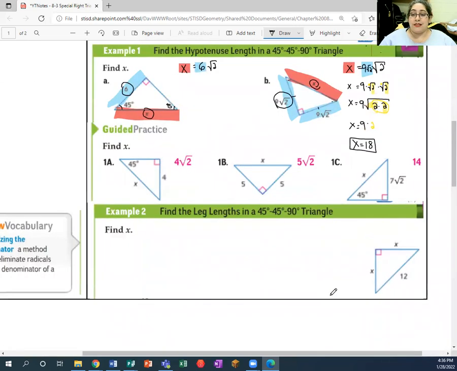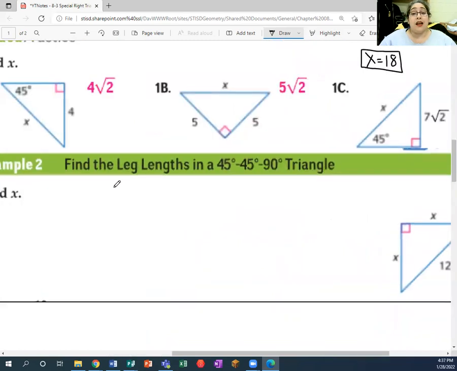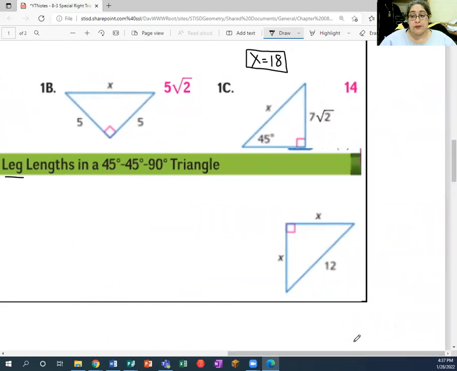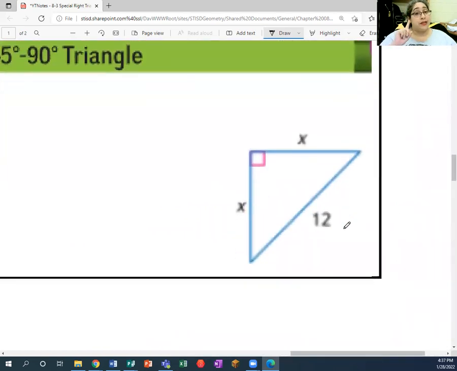All right, we've got example 2, which just wants us to find X. This time we're going to find the leg lengths as opposed to the hypotenuse. So this example is going to look a little different, but it sets up the same way. I'm going to start off by identifying my triangle.